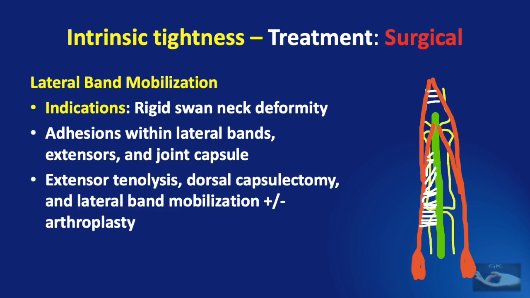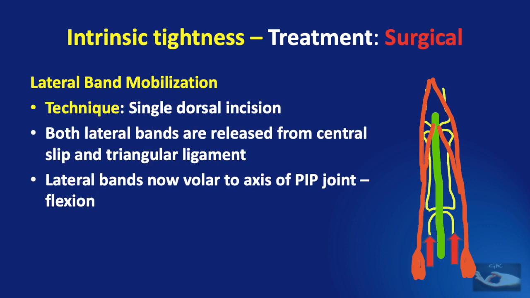So release of all these adhesions with an extensor tenolysis, dorsal capsulectomy and lateral band mobilization needs to be done, and it may require an arthroplasty also. By a single dorsal incision, both the lateral bands are released from the central slip and the triangular ligaments. So now the lateral bands become volar to the axis of the PIP joint and flexion can be achieved.